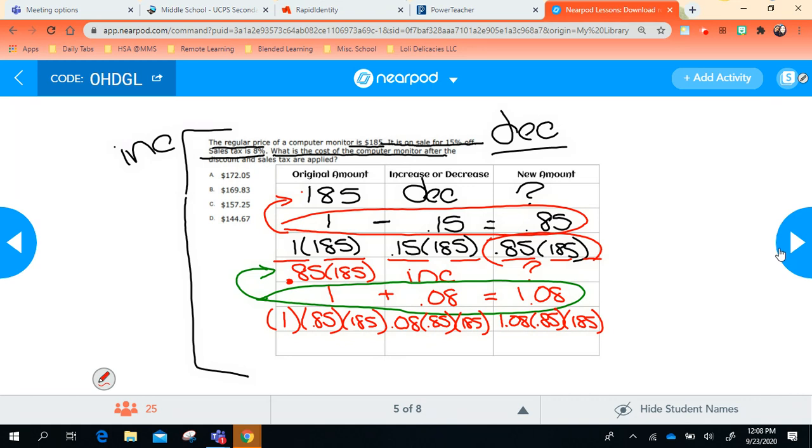Okay, so what does it give us as our final answer? Perfect, 169.83. That's our answer, and then come up and you circle it at the top also. Make sure you're getting in the habit of circling that answer.